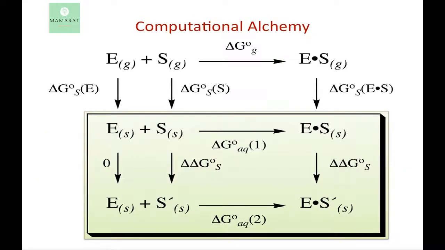So the virtue of doing this is that you can play games of computational alchemy. I already showed the top piece of this free energy cycle when I talked about how enzyme substrate binding could be computed by thinking about desolvation of the individual pieces and solvation of the complex, adding those to the free energy in the gas phase.